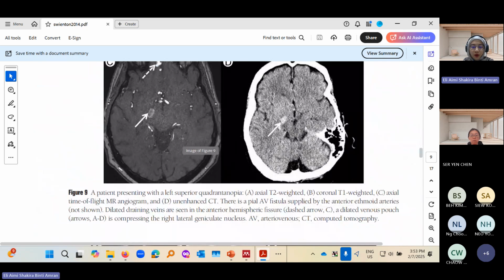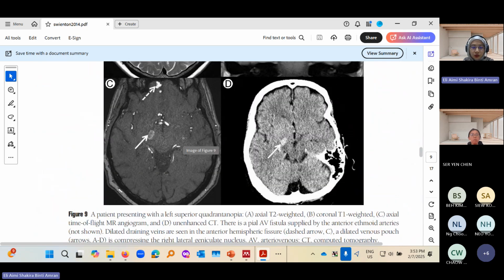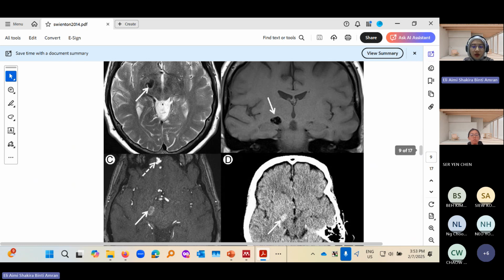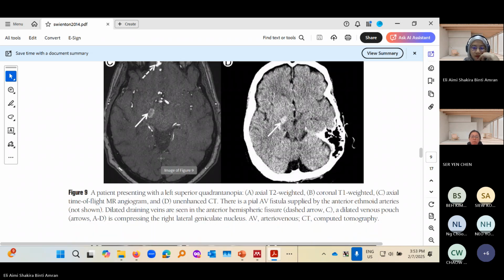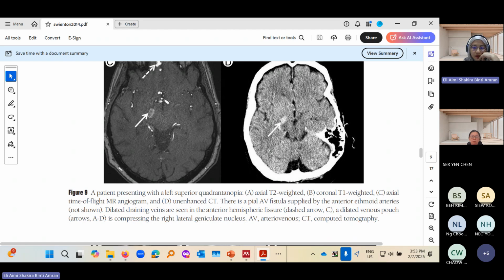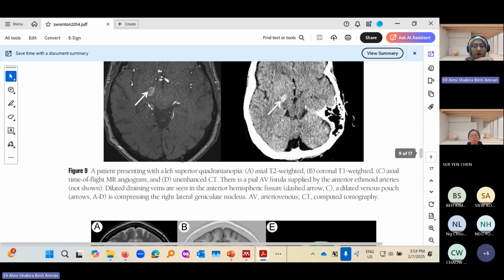And this is superior quadrantanopia. So superior quadrantanopia just now, happening at where? Who remembers? Optic radiation. Okay, so this is the optic radiations area. Right, so basically there are dilated veins at this area compressing the LGN and leading to superior quadrantanopia.